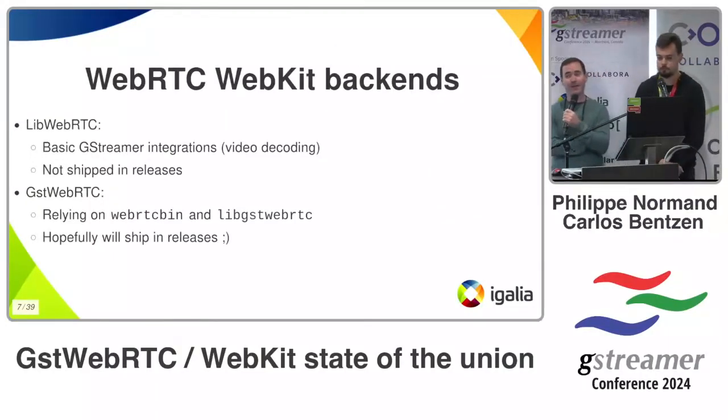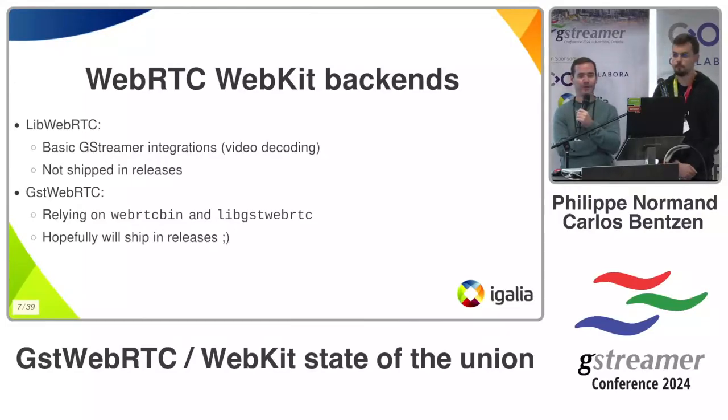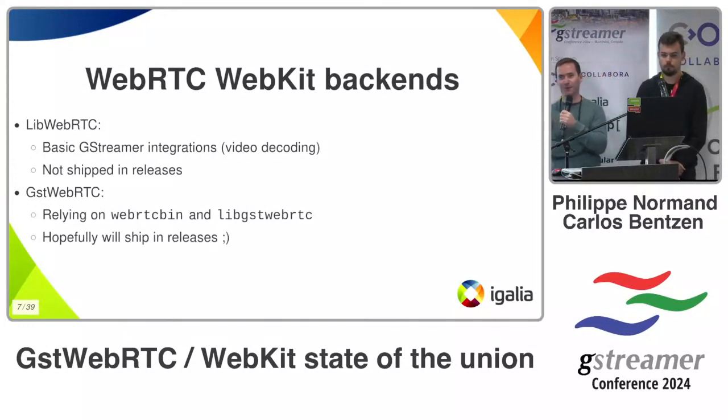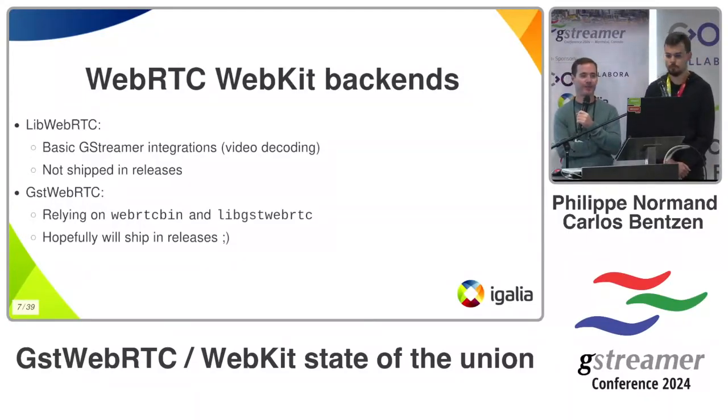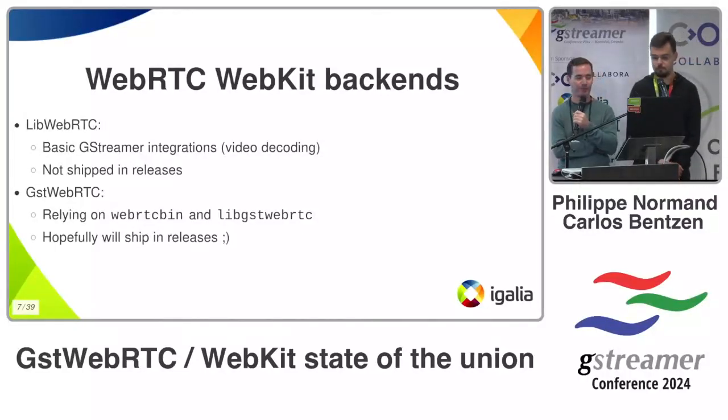So we have two backends currently in WebKit regarding WebRTC. One is based on libwebrtc, where we have some basic infrastructure for using GStreamer decoders. And it's used by some people, but it's not shipped in releases for various reasons. One of them is licensing for GPL applications. It's not really compatible. And the second backend is GstWebRTC, which is what we are about to talk about here. And we use webrtcbin and the libgstwebrtc library. Hopefully, the goal is to ship that in stable releases at some point in the future.